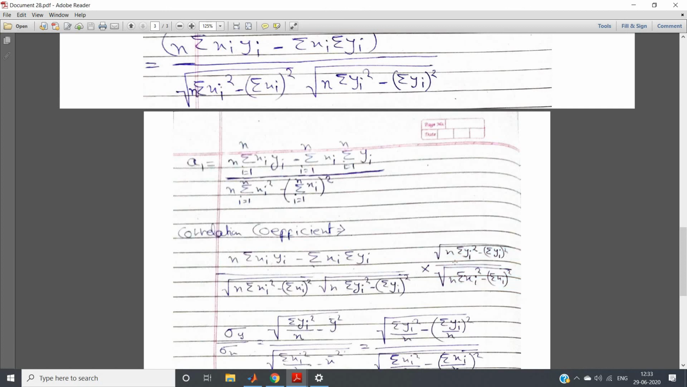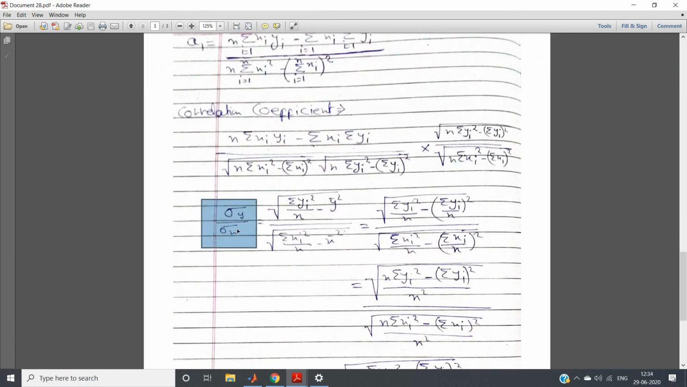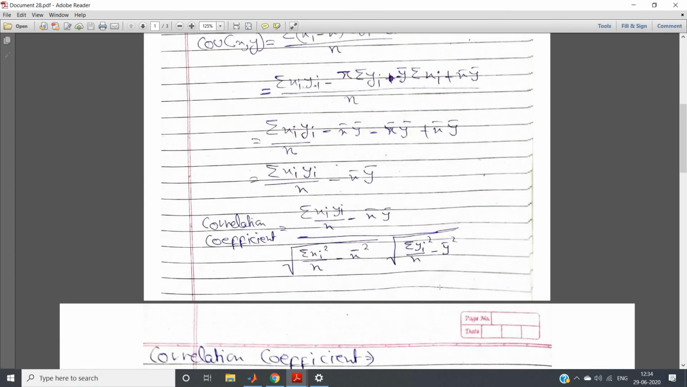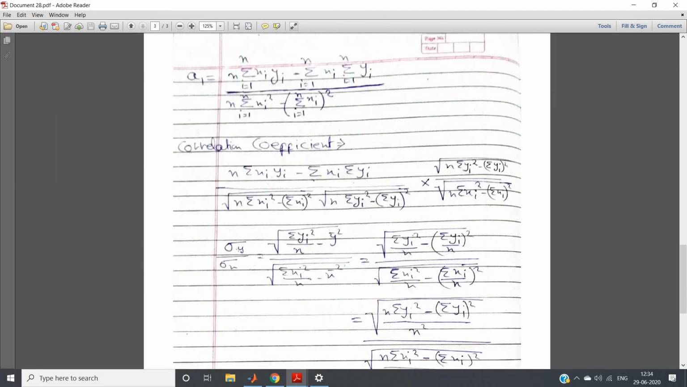Let us check. Sigma y by sigma x, let us try to calculate what that is. What we have seen, the sigma y formula from here, the standard deviation of y, can be written as root over of summation over yi square by n minus y bar square. So that's what we have used here. Sigma y by sigma x is nothing but root over of summation over yi square by n minus y bar square by root over of summation over xi square by n minus x bar square. Now the y bar and x bar you can write as summation over y by n and summation over x by n, and we will be getting this one.